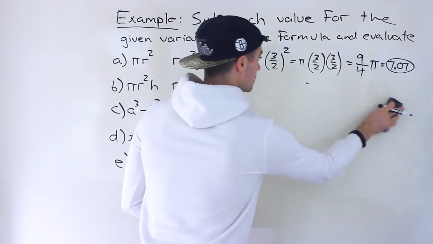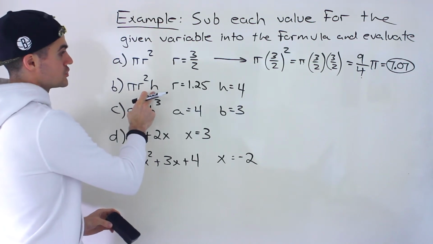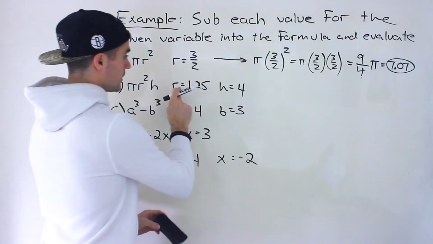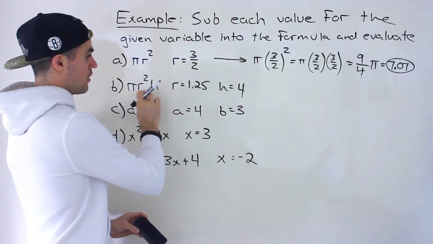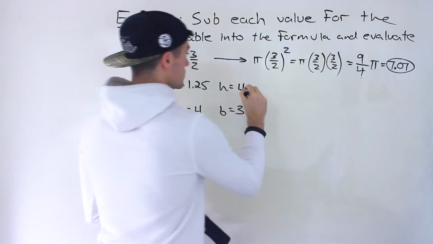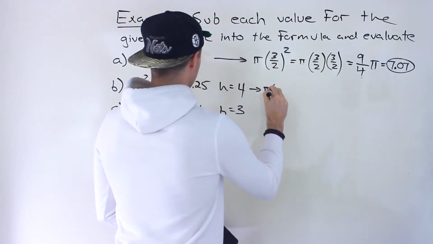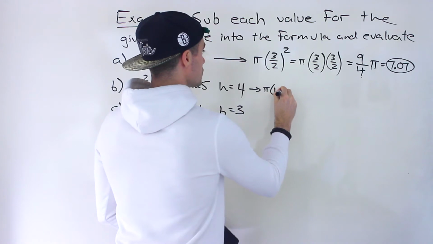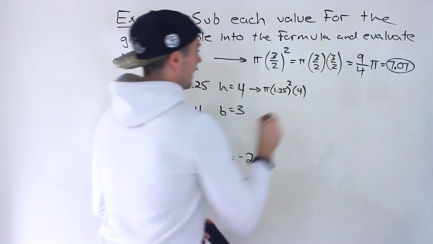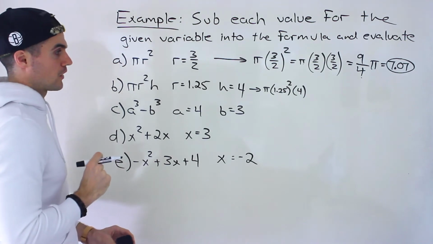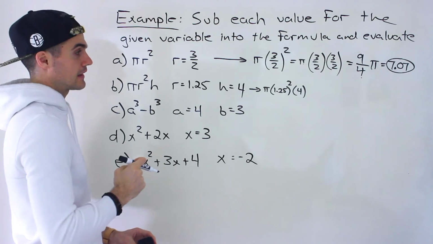Right, moving on to part B, we got pi r squared h. So here we're going to sub in two values. We're going to sub in 1.25 for r and then 4 for h. So what we would end up with here is pi, and then we'll have 1.25 in brackets, squared, and then we're going to be multiplying by 4 at the end, right? Pi r squared h, like that.